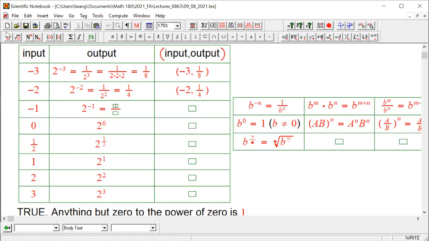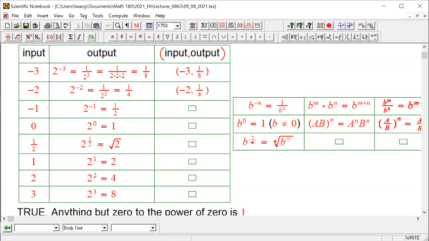I wonder if that's always true. 2 to the power -1, what would that be? 1/2. 2 to the power 0, 1. 2 to the power half, √2. 2 to the power 1, 2. 2 to the power 2, 4. 2 to the power 3, 8.